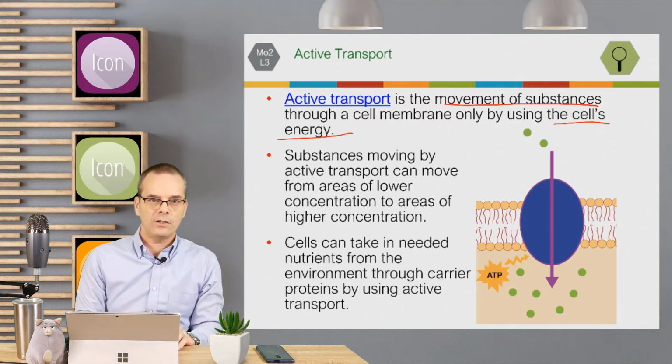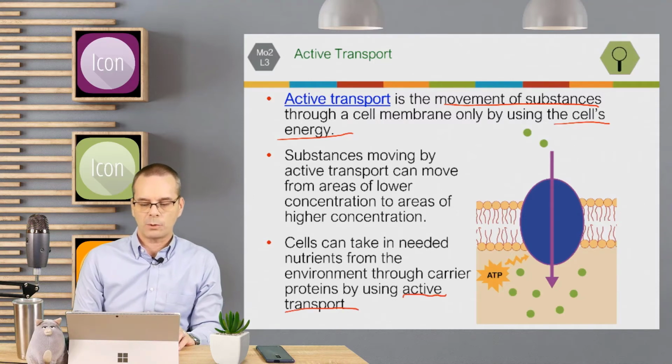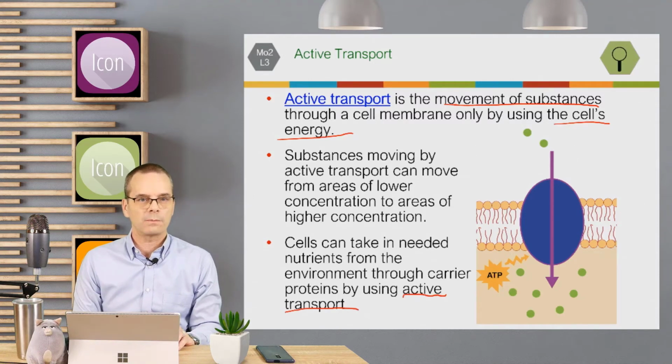Cells can take in needed nutrients from the environment through carrier proteins, but they have to use active transport. They have to use some sort of energy.